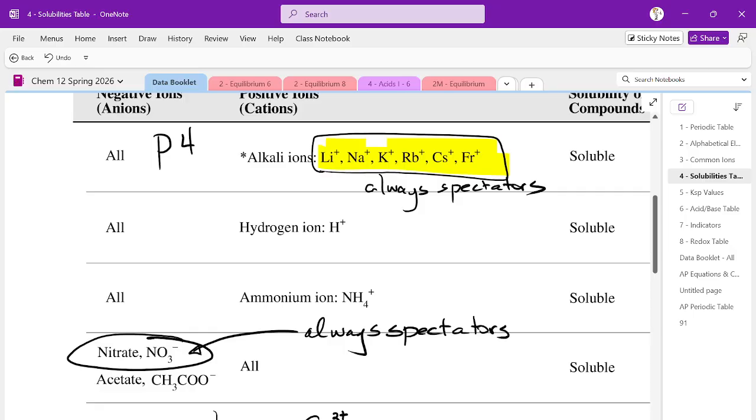Now, why am I not including hydrogen and ammonium and acetate in that? Because they can react in acid-base reactions. So they won't necessarily always be spectators if we've got acid-base stuff going on. But the alkalis and nitrate are always spectators, and so you can just ignore them in anything to do with an equilibrium. Excellent question.